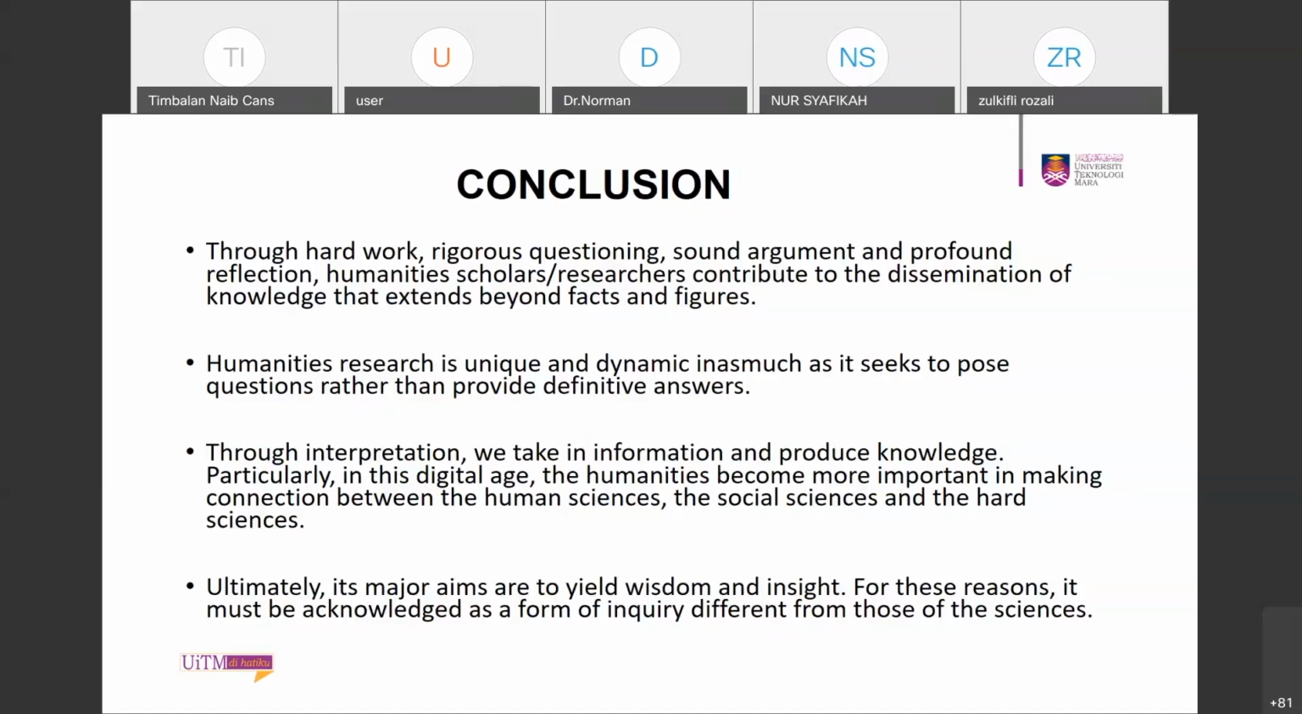I think it's important to celebrate this diversity or difference, because not everything in this whole wide world can be resolved or answered scientifically.